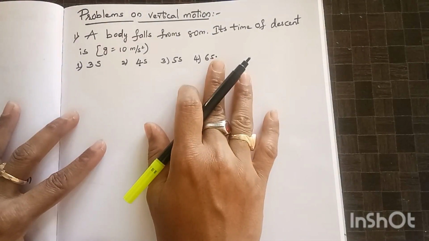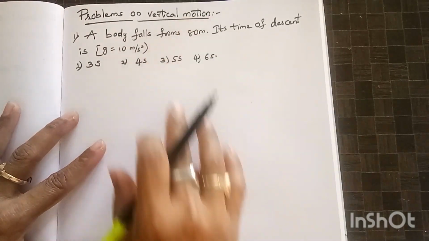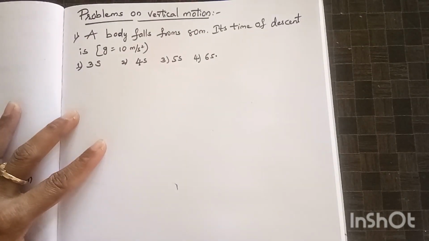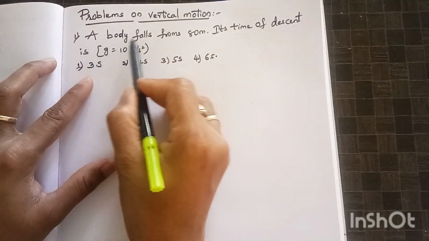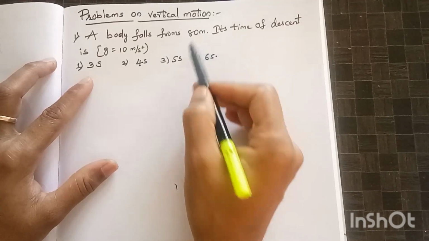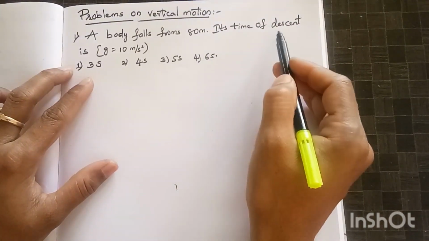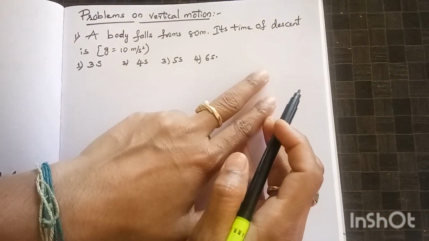Today we are going to discuss some problems based on vertical motion. So what is the first problem? A body falls from 80 meters. Its time of descent is... So what have they given?